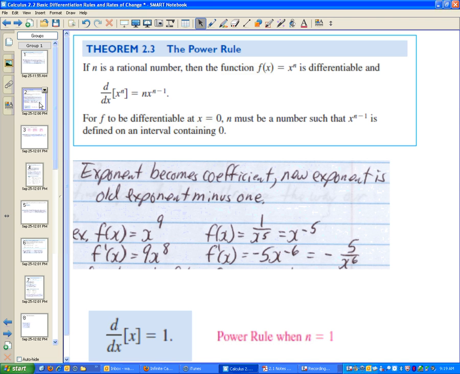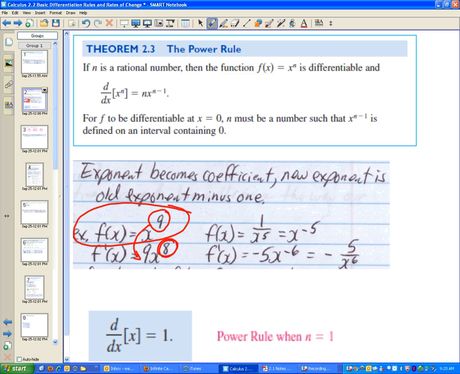Okay? So here's how the power rule works. The exponent becomes the coefficient, and the new exponent is the old exponent minus 1. So, right here, if f of x equals x to the 9th, the power rule says that f prime of x equals, and then follow what I said here. The exponent becomes the coefficient. The new exponent is the old exponent minus 1. So the derivative is 9x to the 8th.